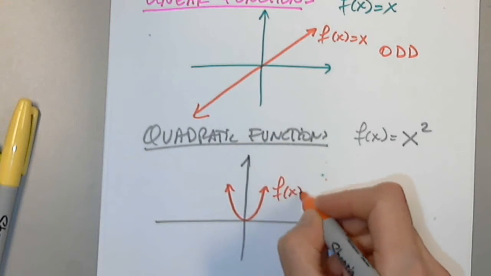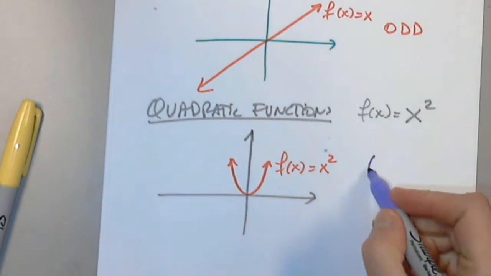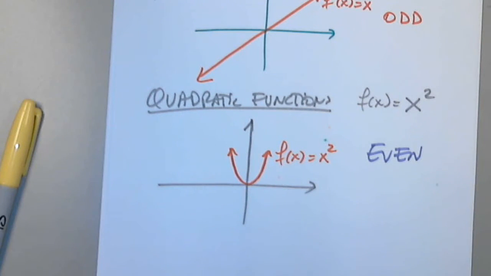So this is f of x equals x squared. Is this function symmetric? Is it odd or even? Yes, it is an even function, which means it is symmetric with respect to the y-axis. Perfect.